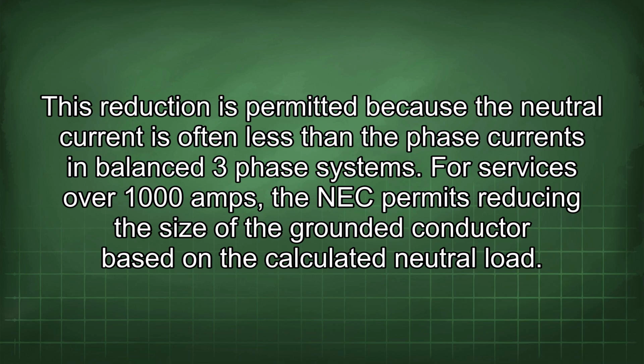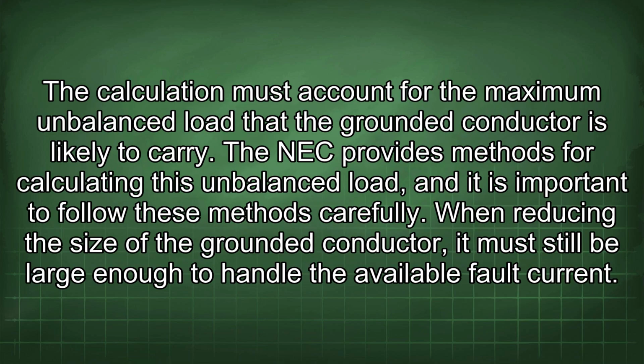For services over 1000 amps, the NEC permits reducing the size of the grounded conductor based on the calculated neutral load. The calculation must account for the maximum unbalanced load that the grounded conductor is likely to carry. The NEC provides methods for calculating this unbalanced load, and it is important to follow these methods carefully. When reducing the size of the grounded conductor, it must still be large enough to handle the available fault current.